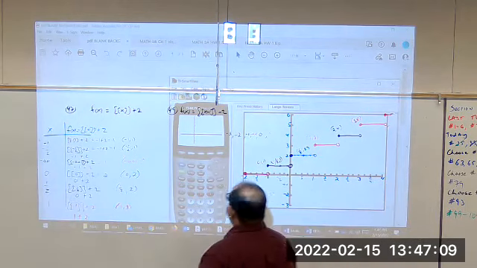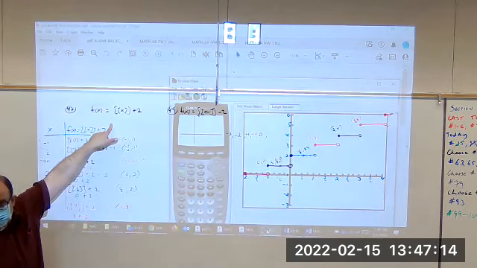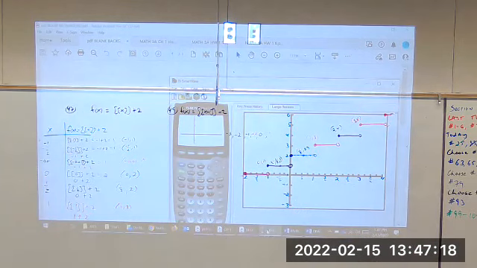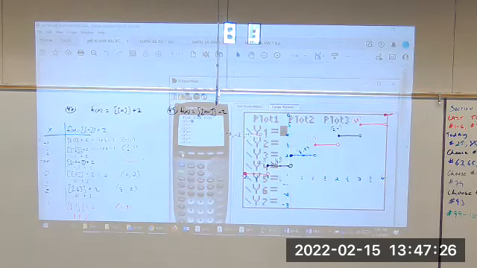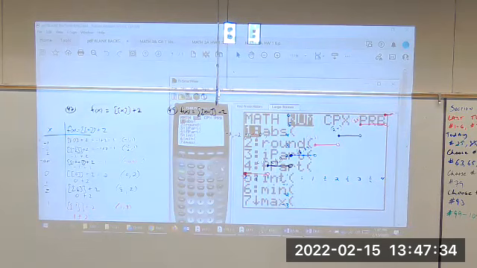Now, how do we type this in the calculator? I have to go to my equations, y equals. I go to math, and under numbers, let's see.